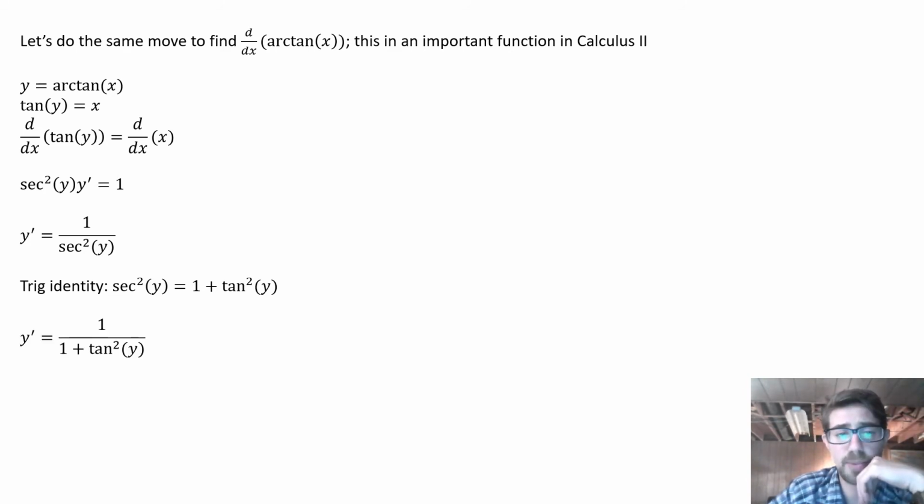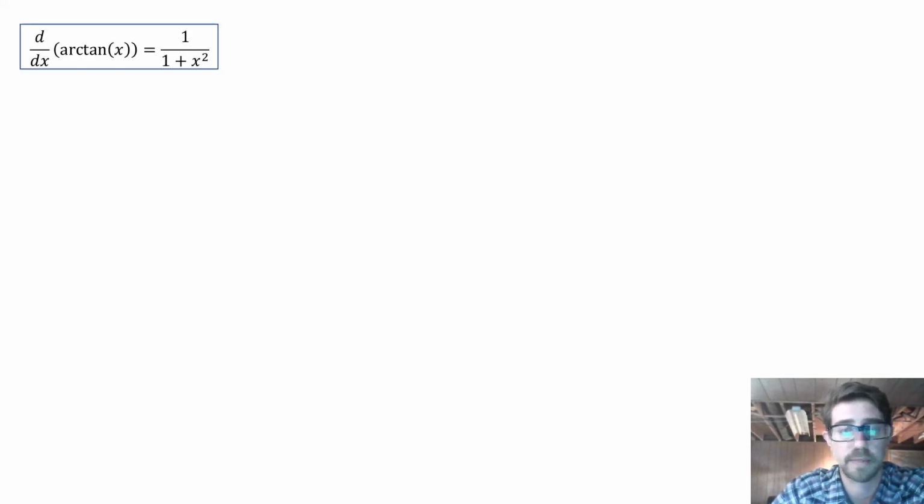So we got y prime equals 1 over 1 plus tangent squared of y, and then we just say, okay, but what's tangent of y? Where did we get that? What was that in the first place? We look back up, tangent of y is x, by definition, by the way we've set it up. So that whole thing is just 1 over 1 plus x squared. So y prime just turns out to be 1 over 1 plus x squared. And there you have it. That's the rule. That's the derivative of arctan.